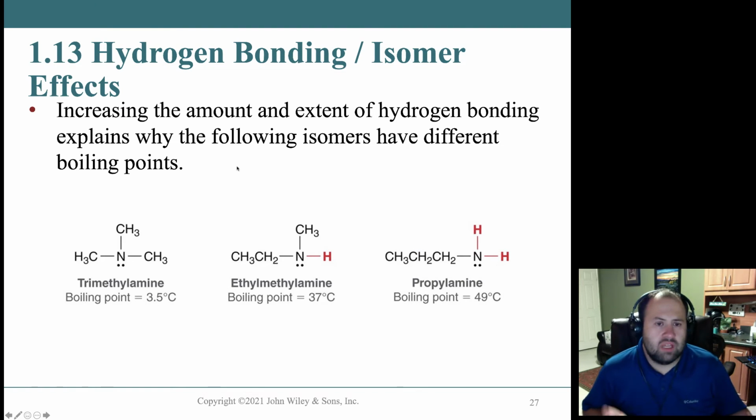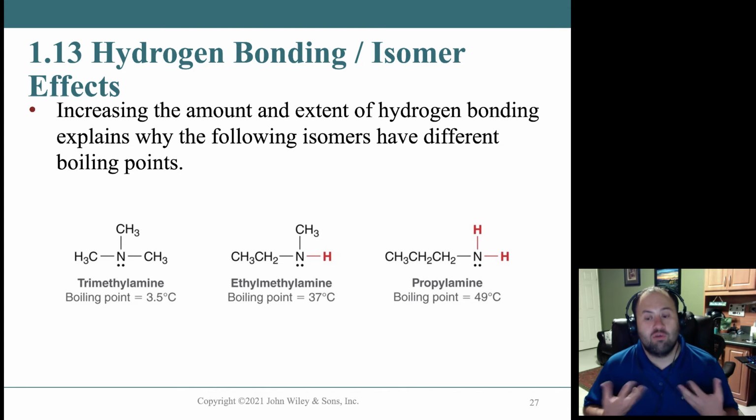Another trend is the greater the amount or capability of hydrogen bonding that's possible for a molecule, the greater the effect the hydrogen bonding has on holding the substance together in its state of matter. For example, we look at these three isomers. Their boiling points are different because there's more hydrogen bonding capabilities in propylamine than there is in trimethylamine. So it has a greater boiling point because there's a much greater hydrogen bonding effect.